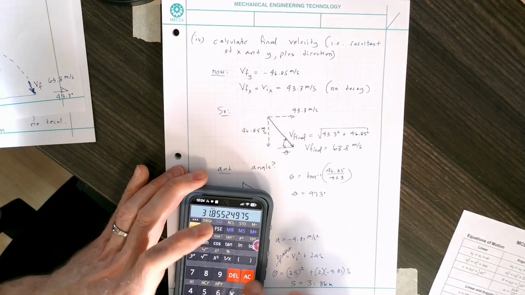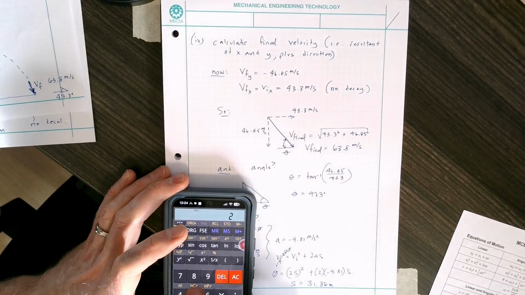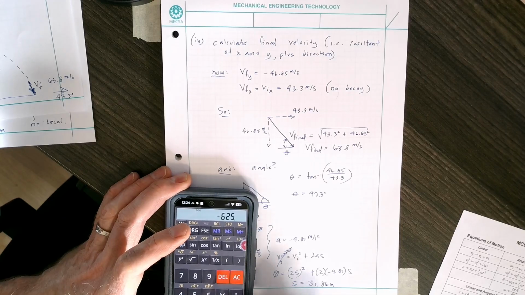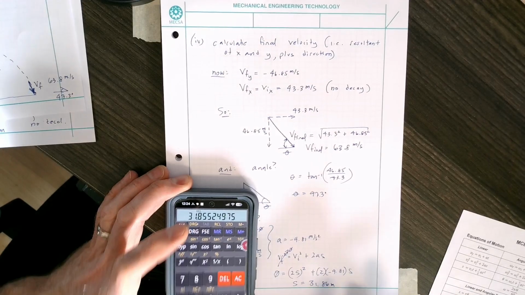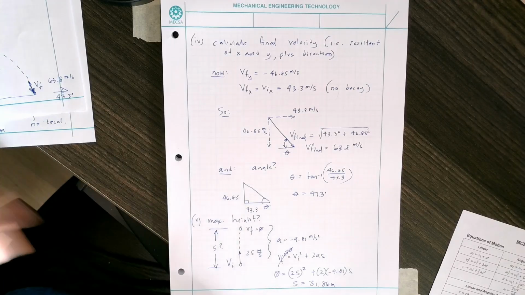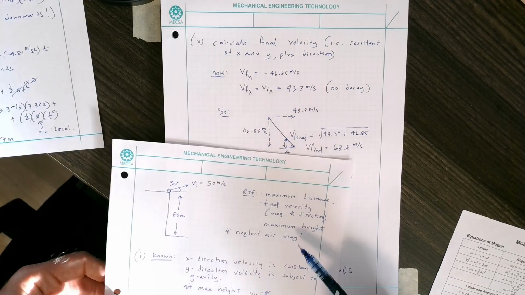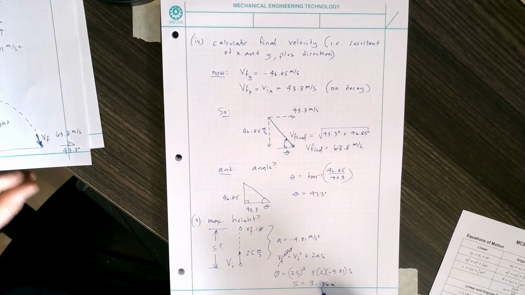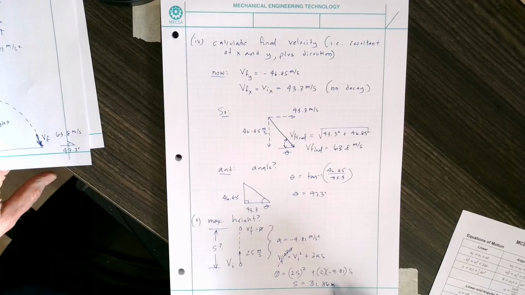Okay, one more time, make sure I didn't get that wrong. 25 squared, move it over to the other side of the equal sign, it's a negative, divided by 2, divided by 9.81 negative, 31.86 meters. Okay, that's it. That's the three things answered. Okay, maximum height 31.86, or 111.86 above the ground. Okay.